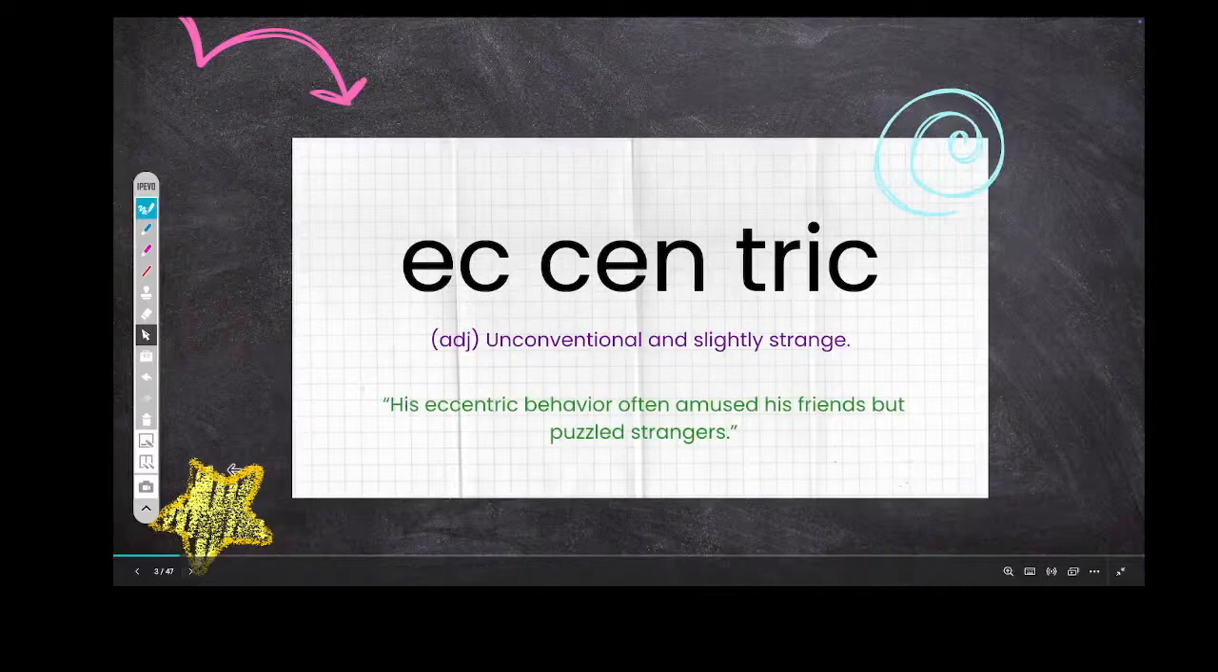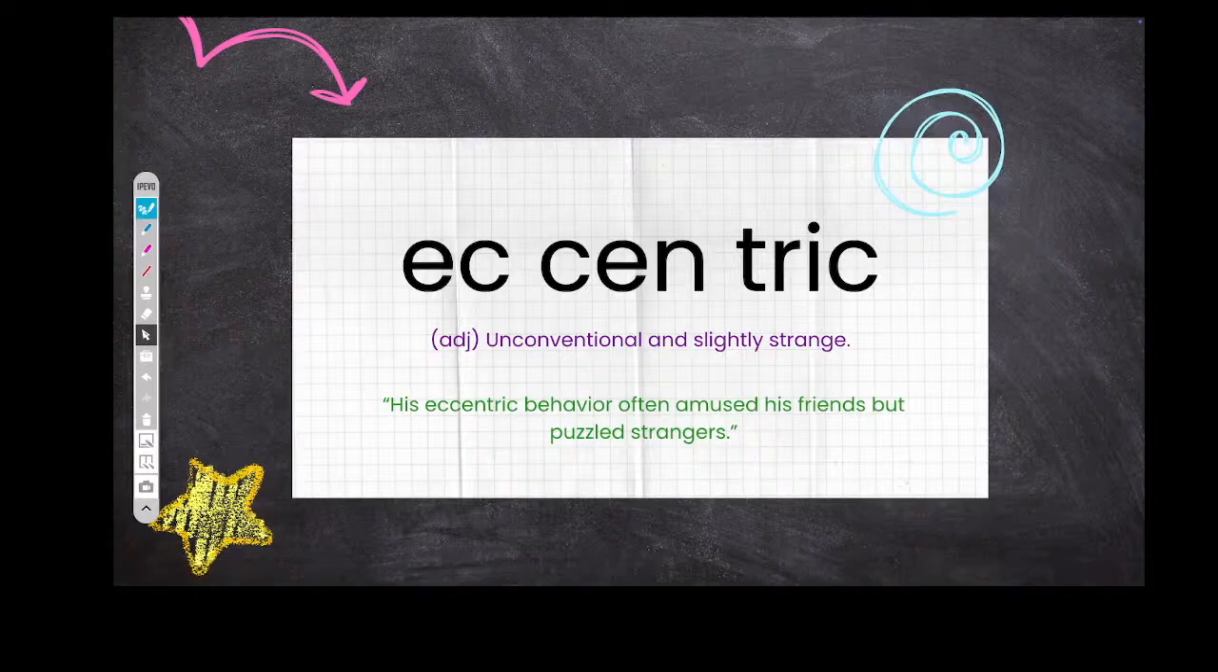Eccentric is an adjective. Now, it can also be a noun. It can refer to a person, but in this example, we have it used as an adjective, meaning unconventional and slightly strange. Okay, you could use it in a sentence like this: his eccentric behavior often amused his friends, but puzzled strangers. Probably puzzling strangers because they didn't know what he was really like, right? You know, because you know how your friends act, and you know if they're kind of unusual, you kind of expect that, right? But maybe not strangers.